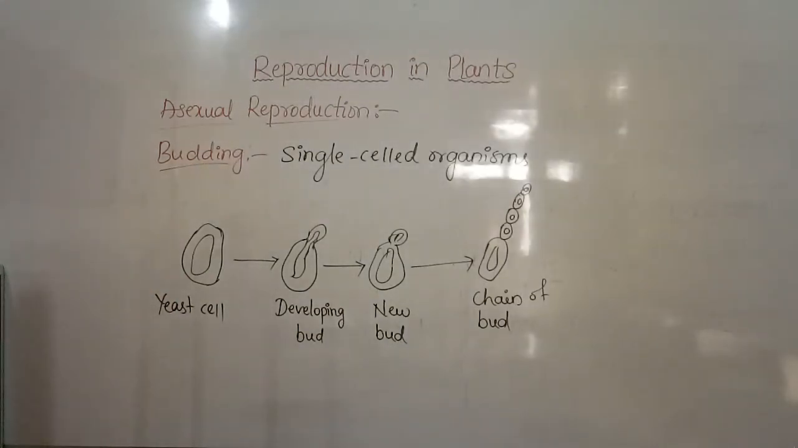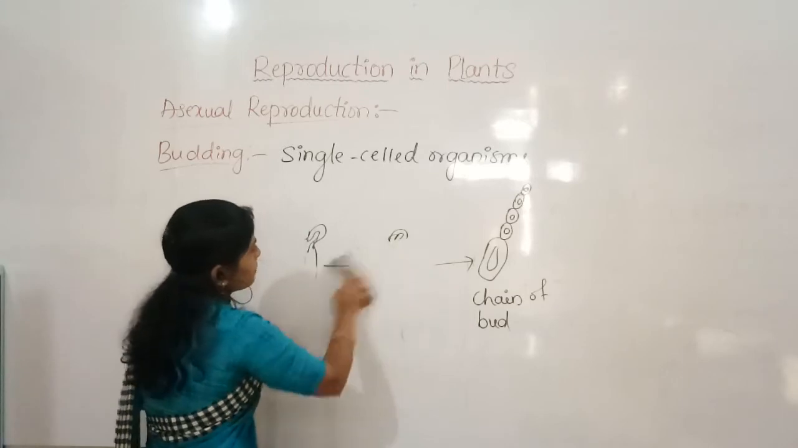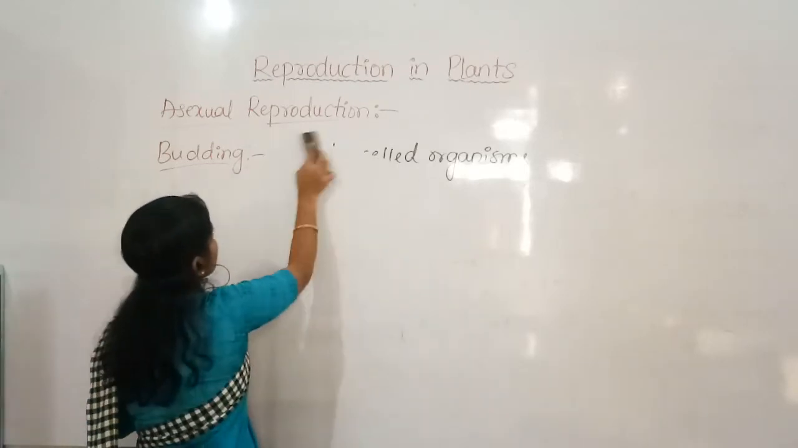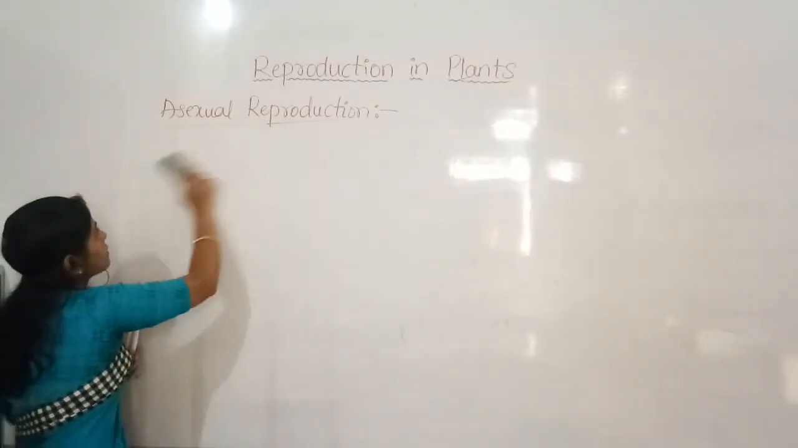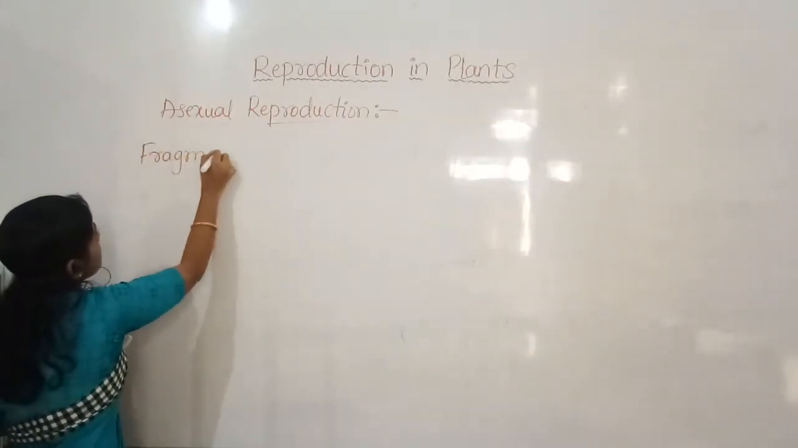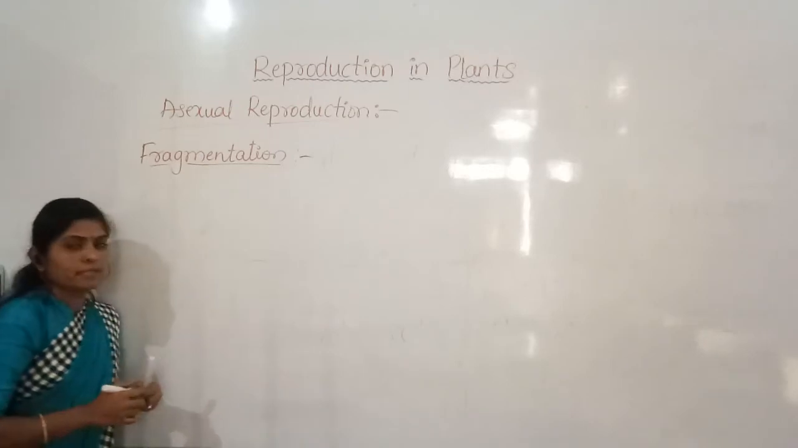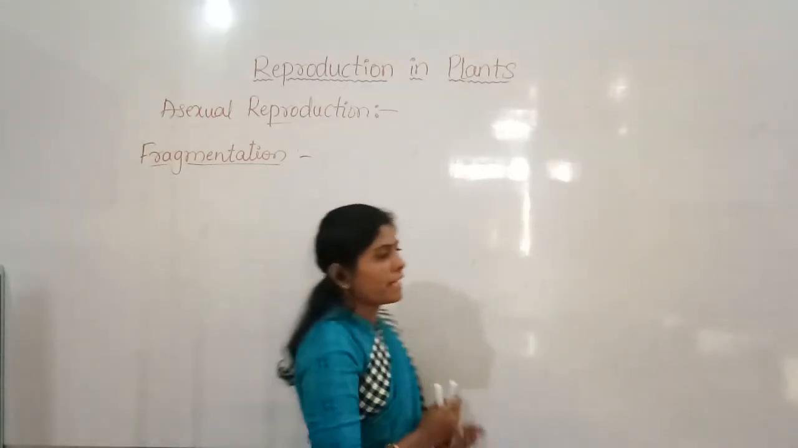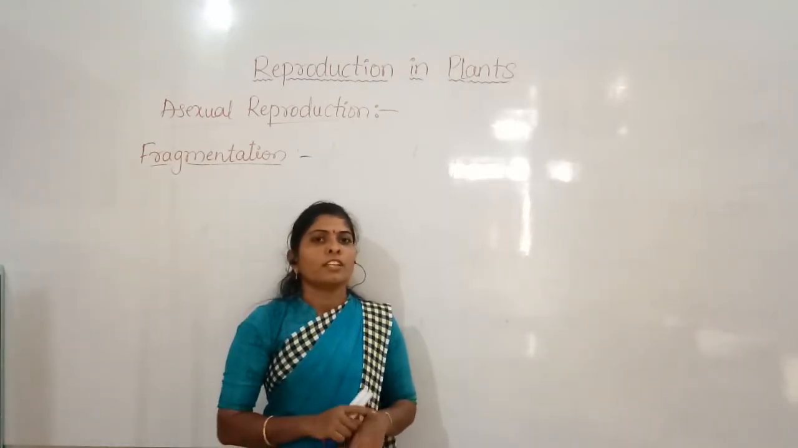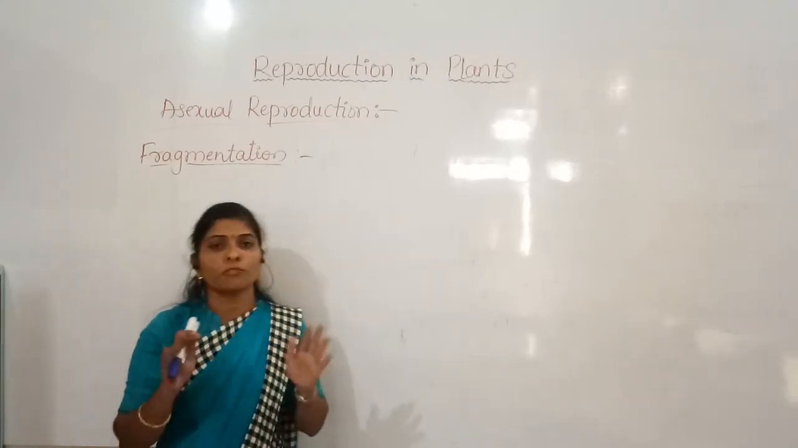Okay, and the next type of asexual reproduction is fragmentation. In some organisms, when water is made to stand in the same place for some time or a few days, you can observe a green patch growing on the stagnant water.